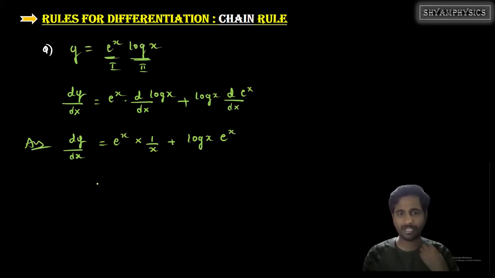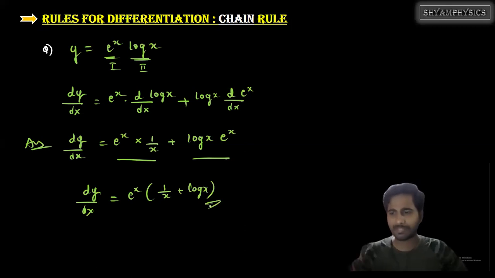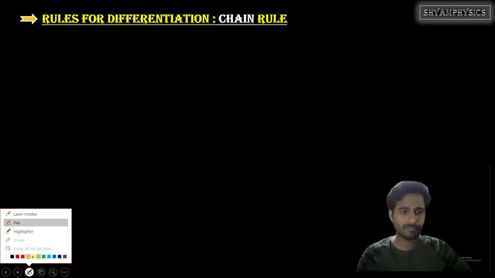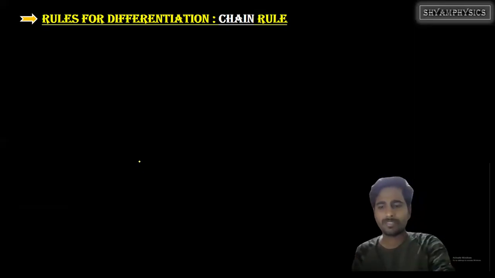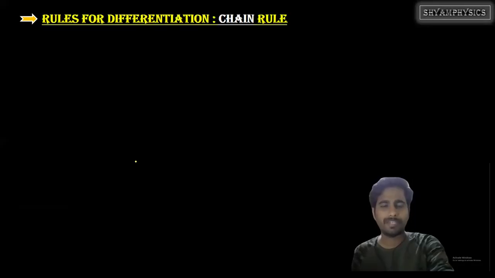Further, in these two terms you may take e to the power of x common. So dy by dx is equal to, on taking e to the power of x common, you'll get 1 by x plus log x. This might be another format of the answer. Okay, we'll discuss one more. Chain rule we already discussed. Let it be. I will take one more and we'll discuss.